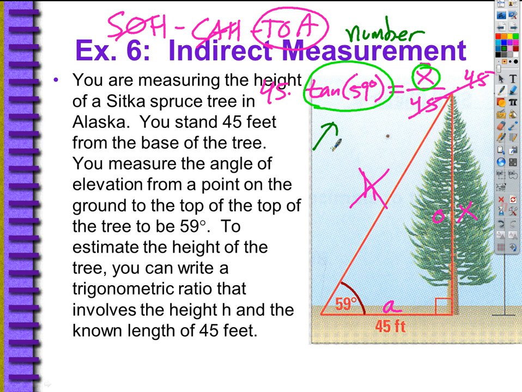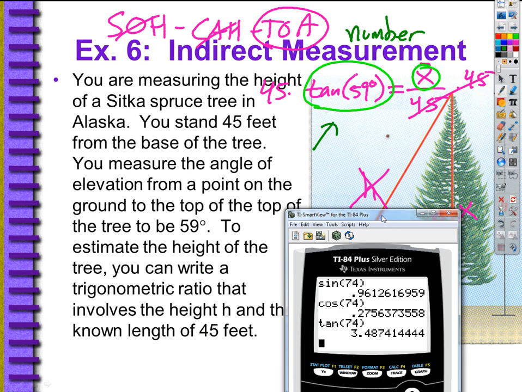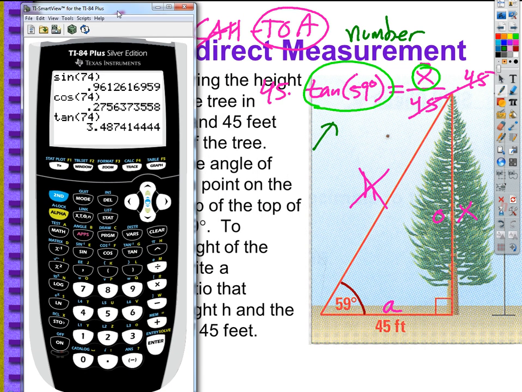If I pull up my trusty calculator here and see what I get, I just go 45 times tangent of 59. I'm just multiplying two numbers. And my answer is 74.9, so it's about 75 feet tall. And that's a pretty good estimate. Okay? Make sense? So that's what this is.